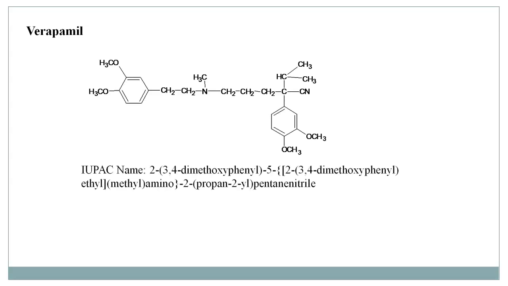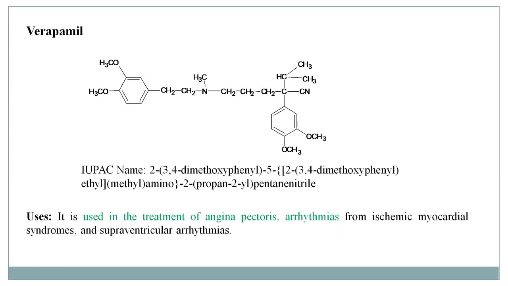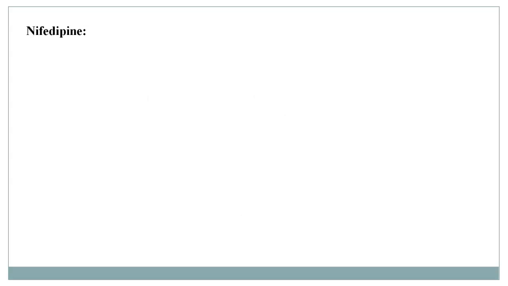Now we discuss the structure of these prototype calcium channel blockers. First is verapamil. Here is the structure of verapamil. The class of verapamil is diphenylalkylamine. Verapamil is used in the treatment of angina pectoris, arrhythmias from ischemic myocardial syndrome, and it is also used in supraventricular arrhythmias.